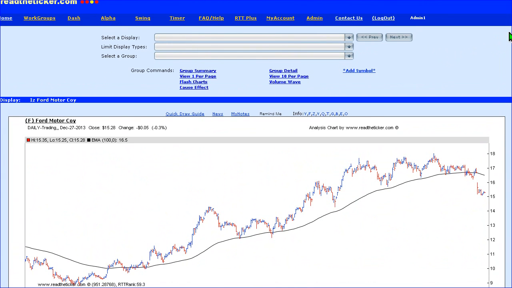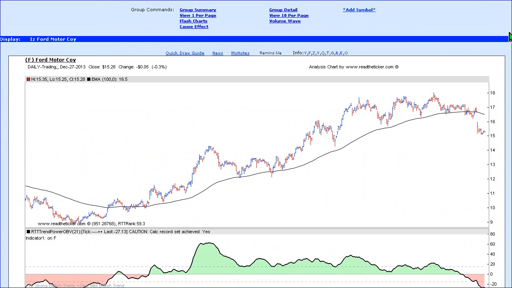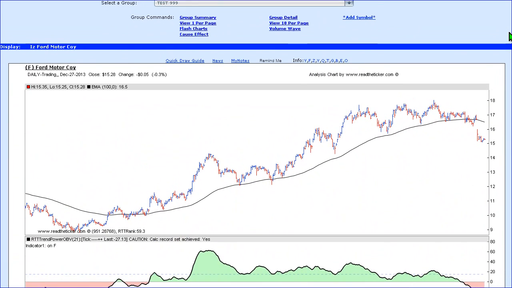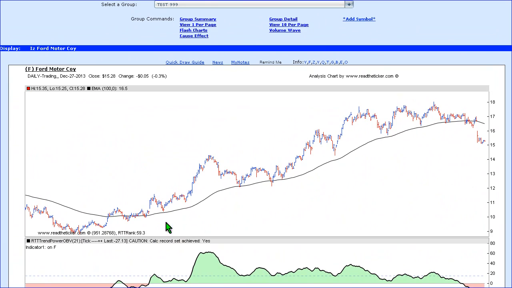Now here we have Ford, which has been a pretty friendly chart to myself. It's a pretty good Wyckoff chart. I wanted to show you how it started off, how it got going, and how it ended at the end here.